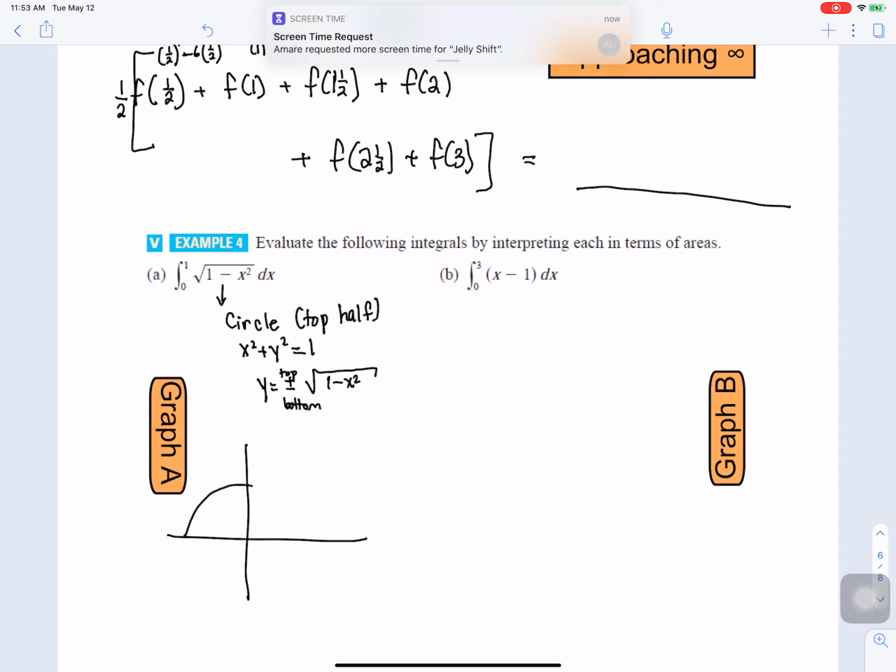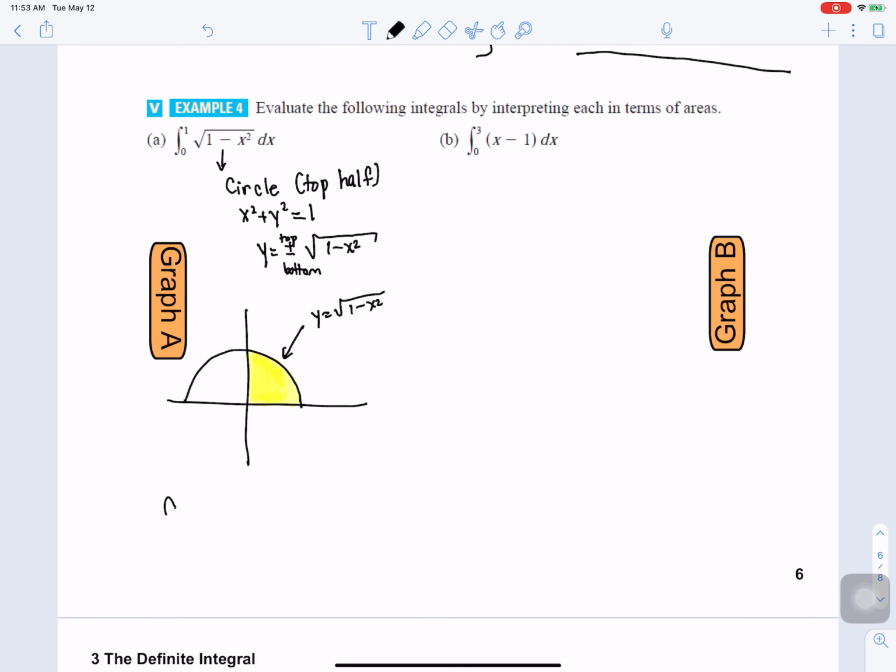So I'm going to draw this out. This is my f of x. I'm interested in the area under the curve from my a to b, which is 0 to 1. So how would I find the stuff in yellow? Well, the stuff in yellow is just a quarter of a circle. So the integral from 0 to 1 of this function is equal to the area of 1/4 of a circle. And the area of a circle is pi r squared, and in this case, my radius is 1. So this exact area is pi over 4.